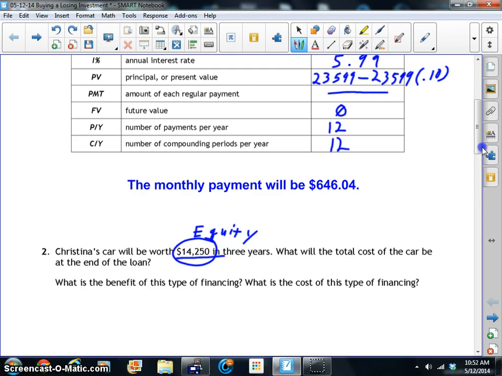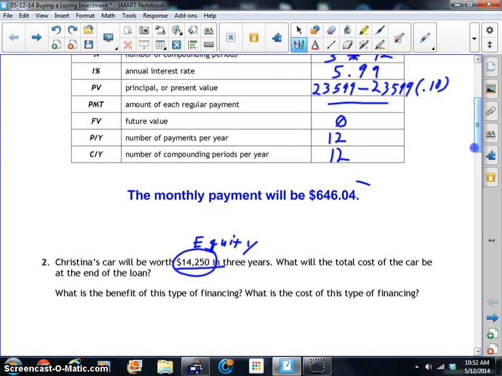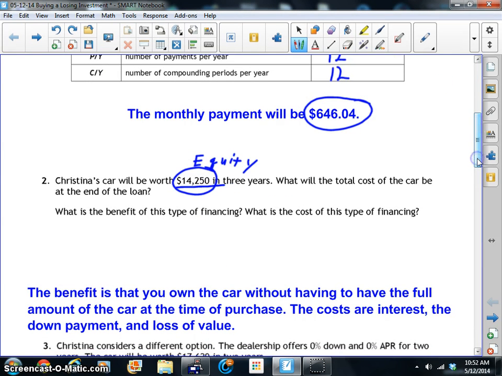So what we're going to do is find out how much it costs, because you have that car, and you can get a car loan based off of the fact that you have this car equity. First, we're going to find out what that total cost is. The first thing I'm going to do is take the car payment that we found and find out the total cost of paying this. So it's 36 times $646.04.